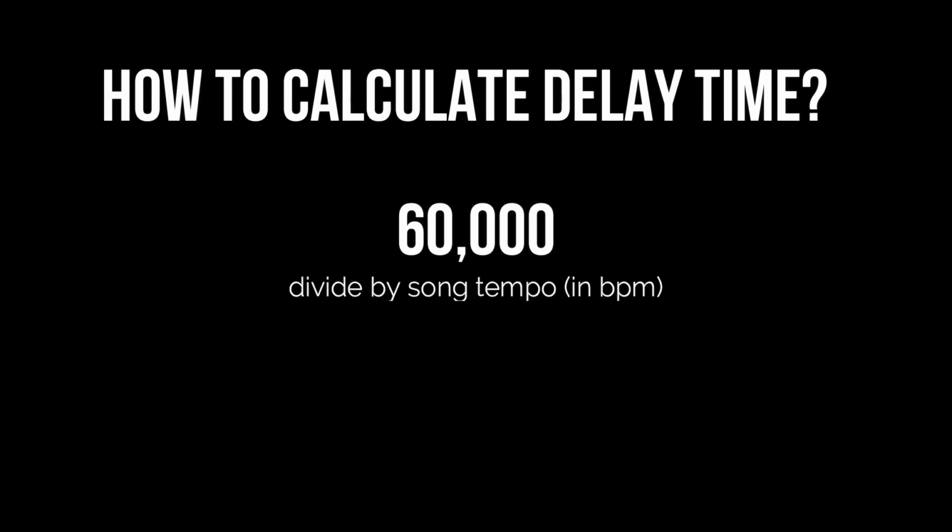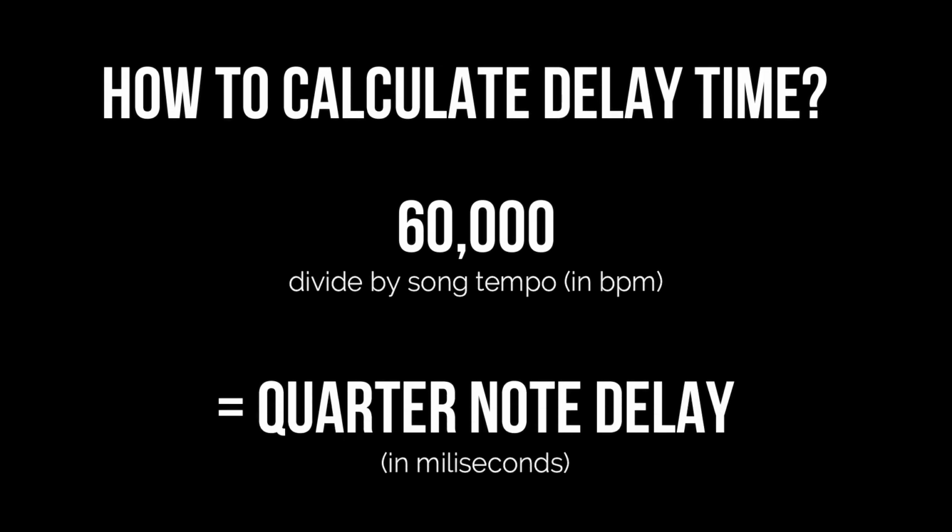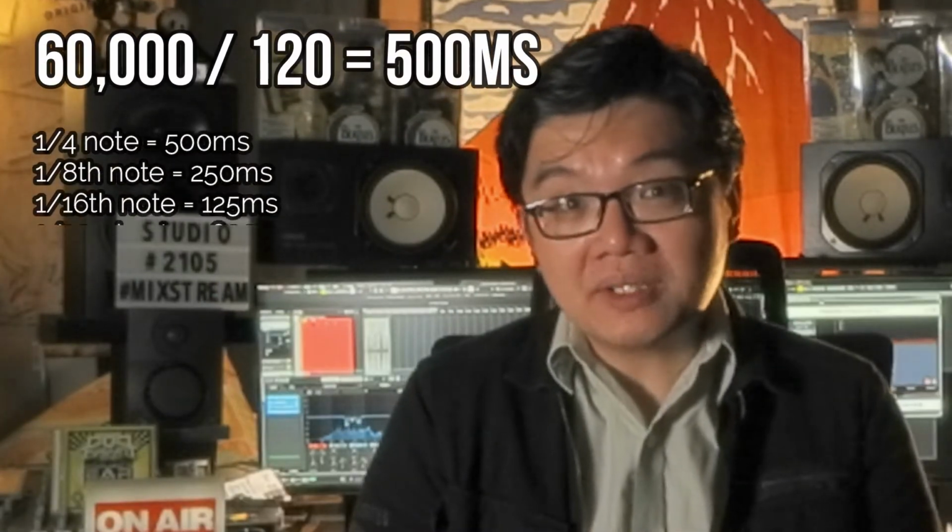This simple formula is not only used to calculate pre-delay, but it's also the same one that's used to calculate delay effect times. And in some cases, it can be helpful to help you calculate the compressor release time as well. The calculation is as follows. Take 60,000 divided by the tempo of the song in beats per minute, and the result will be a quarter note delay in milliseconds. Let's say a song has a tempo of 120 BPM. 60,000 divided by 120 BPM equals 500 milliseconds.